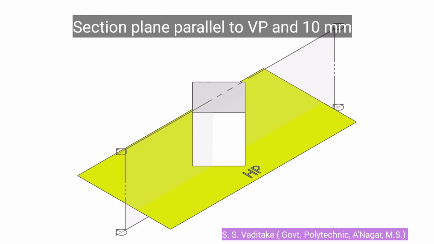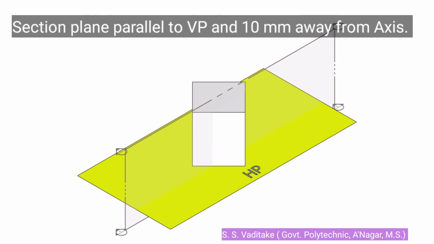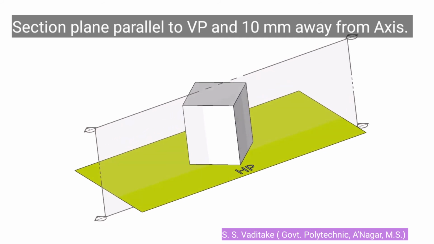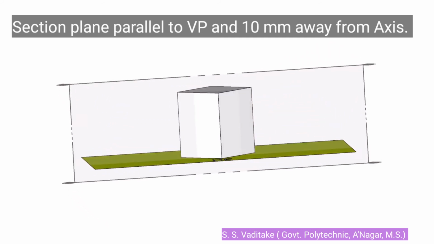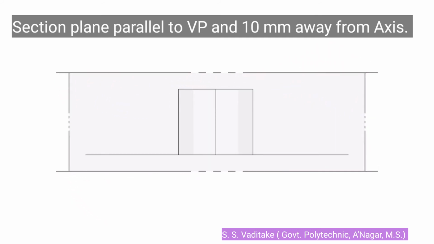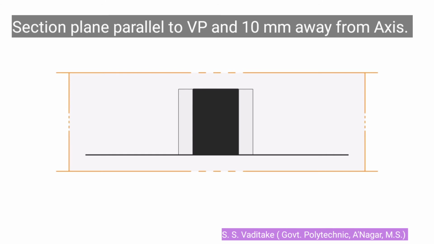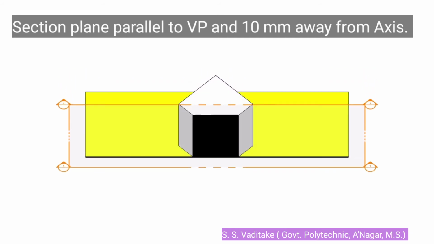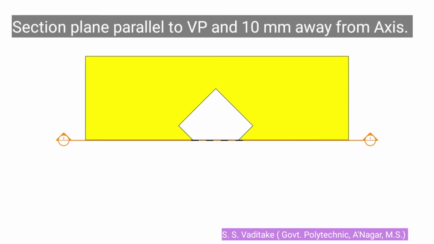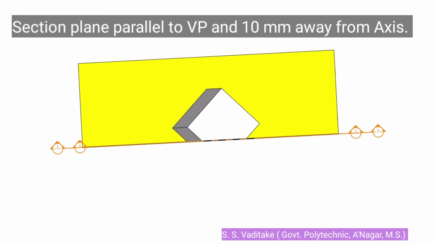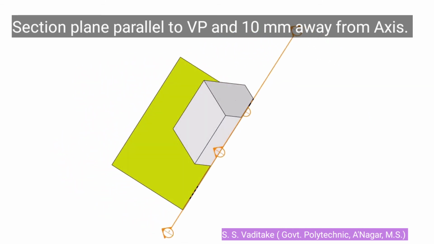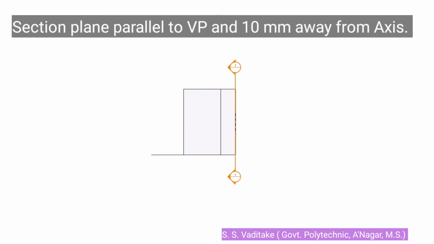Now the section plane is parallel to VP and 10 mm away from the axis. So the cutting plane we have to show in top view only, cut the given solid and observe its front view. This is a sectional front view. This will indicate the position of the section plane in top view. This will indicate its left hand side view.